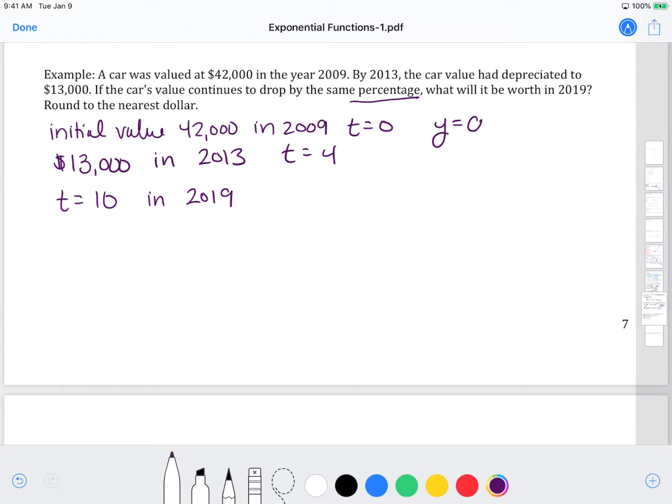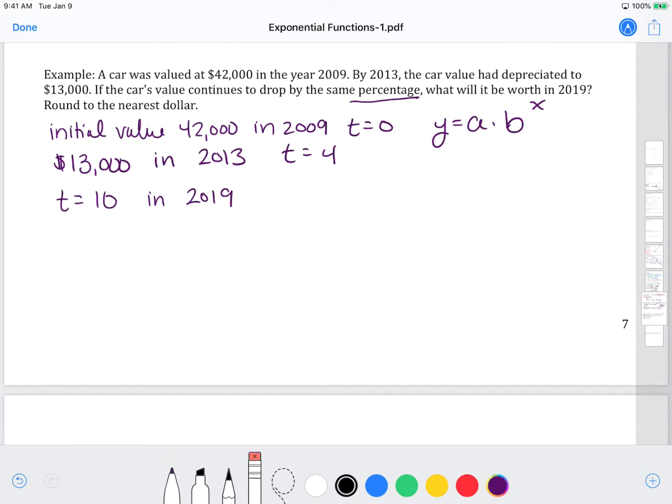So if you recall, our general form of an exponential equation looks like this, where a is our initial value and b is our growth factor. So in the problem, they give us the initial value, that's the 42,000. So what we have to do is find our b in order to come up with our final answer.